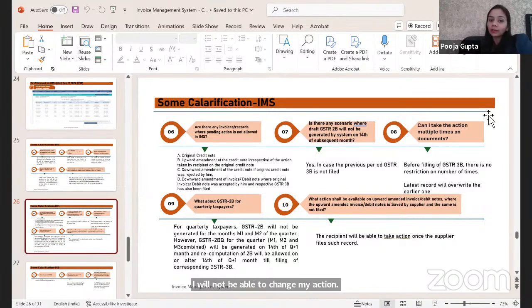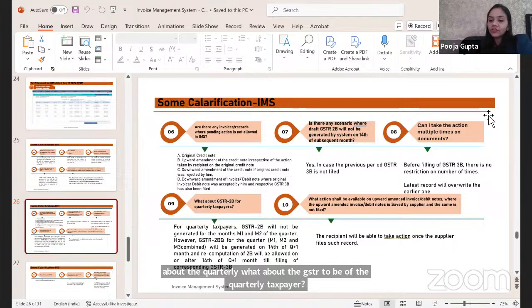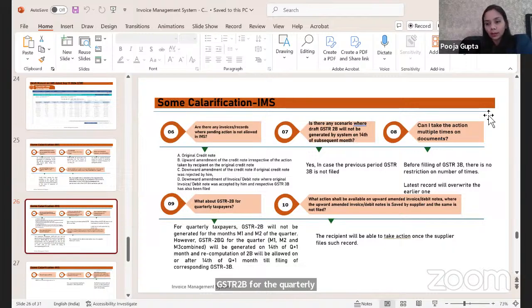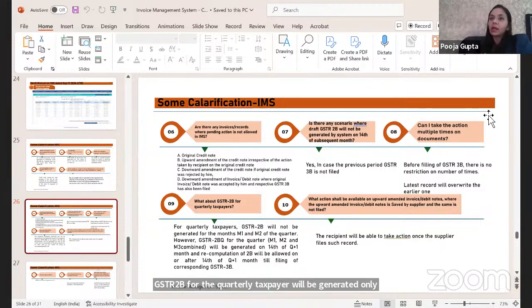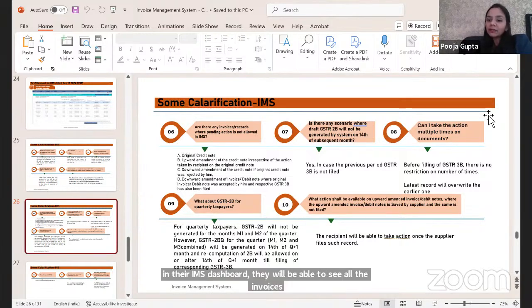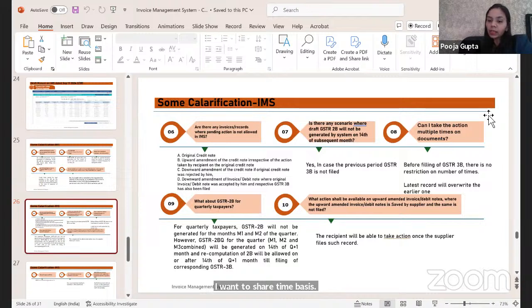What about the GSTR2B for the quarterly taxpayer? GSTR2B for the quarterly taxpayer will be generated only and only on a quarterly basis. But in their IMS dashboard, they will be able to see all the invoices on a real-time basis as and when they are saved by the supplier in GSTR1, the GSTR1 IFF functionality, and GSTR1A. But 2B will be generated only on a quarterly basis.